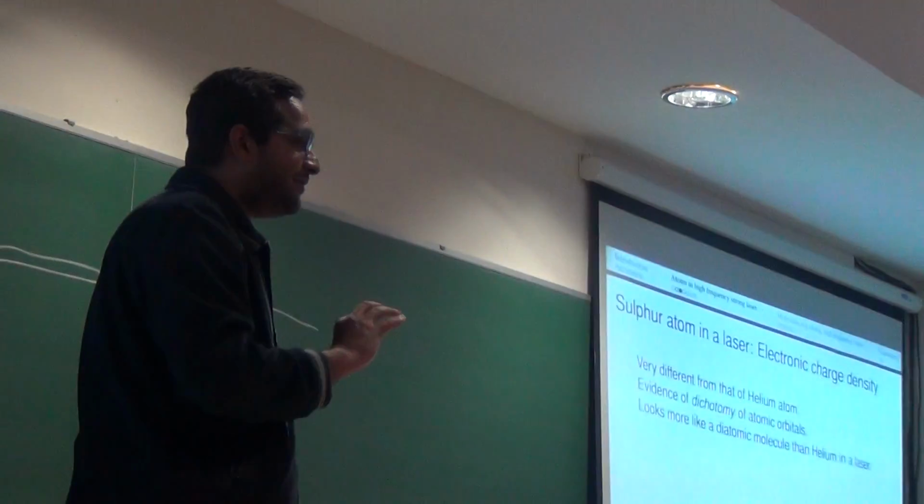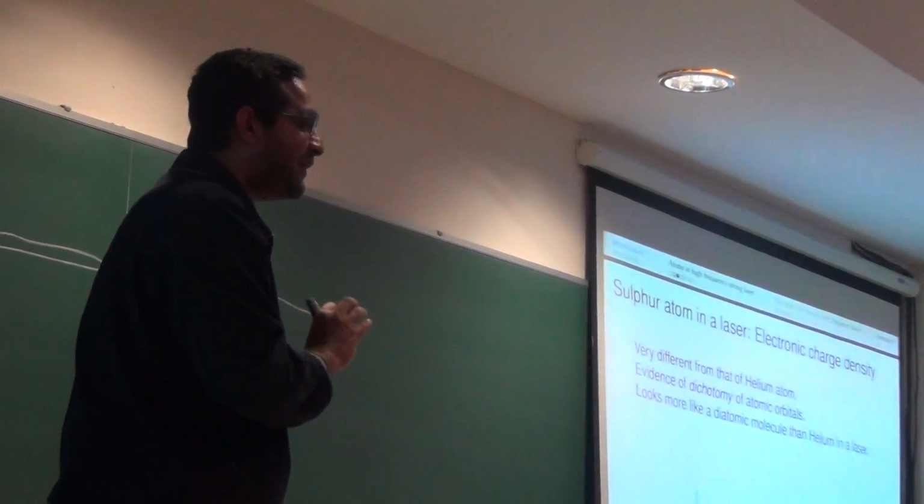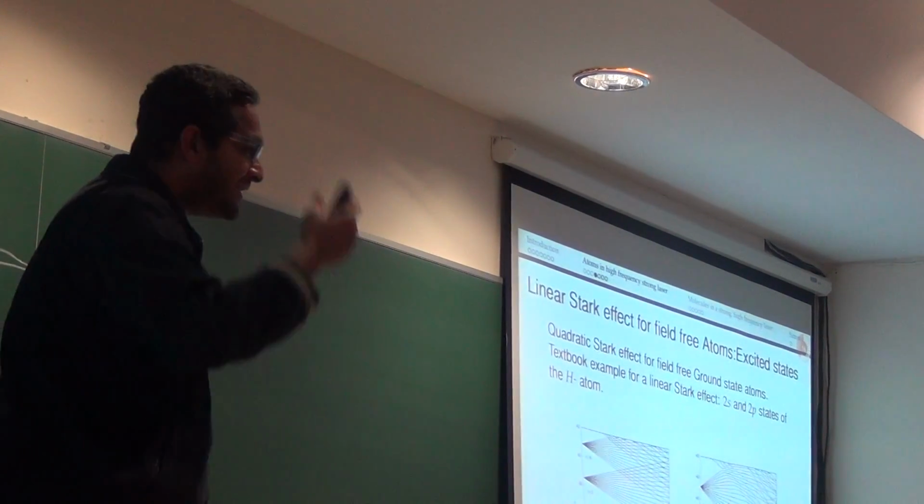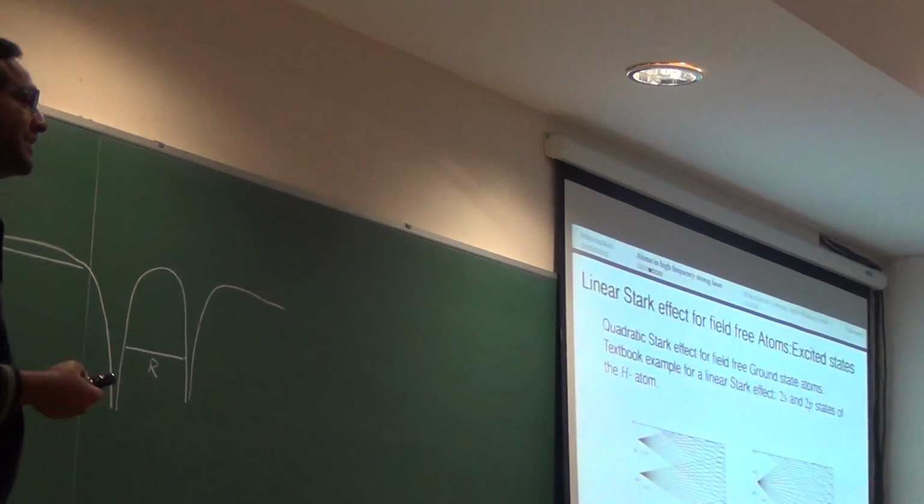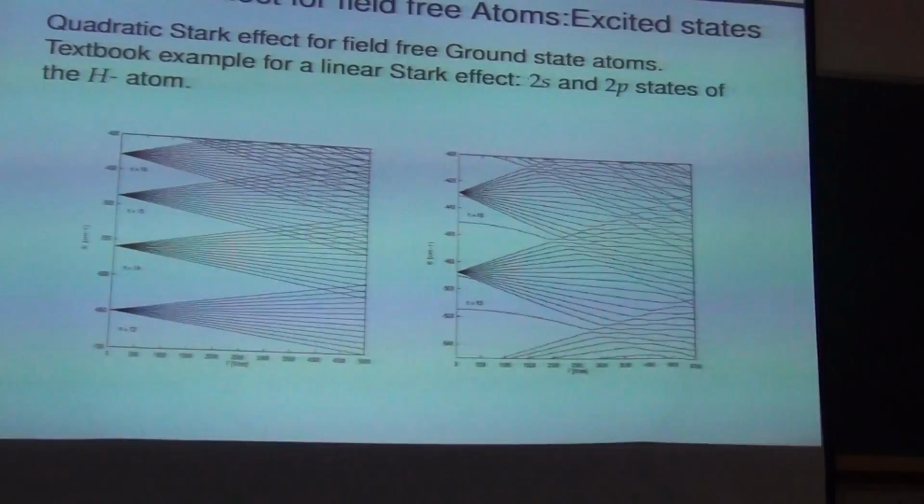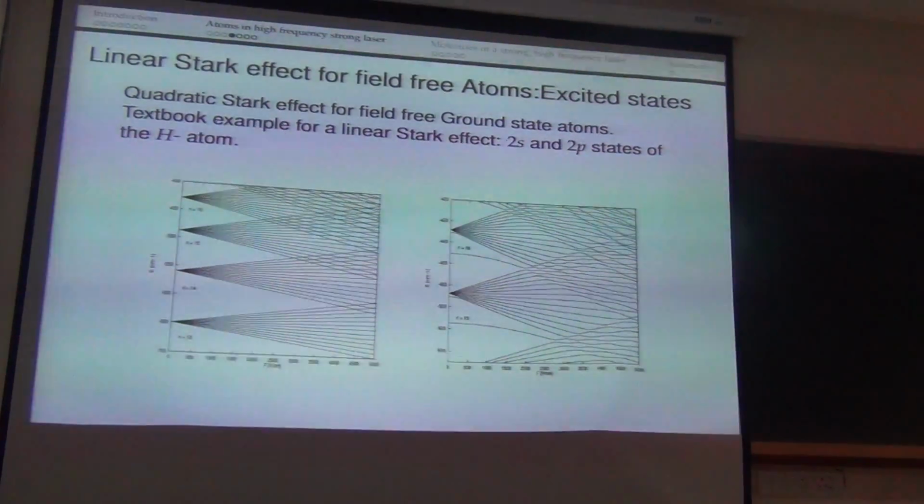So right now we have a very vivid picture, not a simple picture, of how an atom in a laser looks like. Now the next thing is about detecting these particular states. Here I'll try to talk about something called the linear Stark effect. This is a textbook thing which you have.